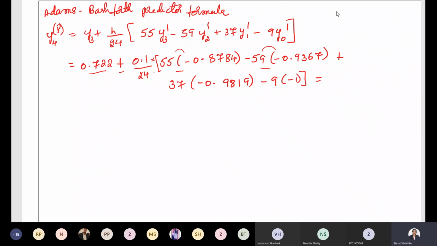Is it clear what I am saying? In the calculator, there is a bracket sign. So 55 into the answer, here it will be plus. Then 59 into 0.9367, it will be negative, since when you multiply positive with negative you get negative. Then 37 into 0.9819, and this minus will become plus. So add 1. Then multiply by 0.1, divide by 24, then add it with 0.722. That's what I'm saying.